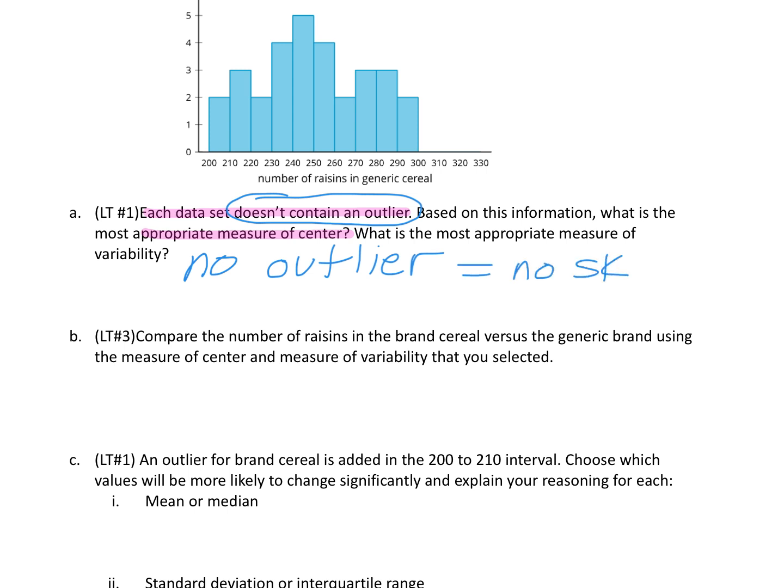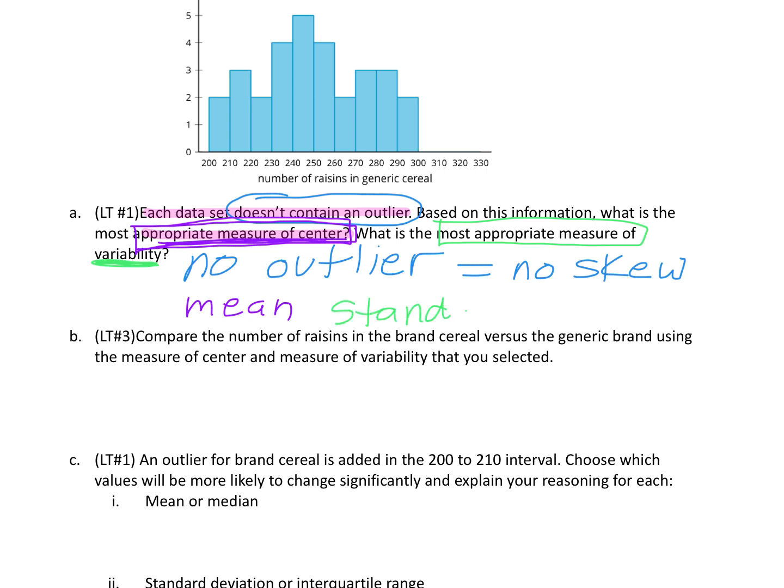No outlier equals no skew. So the best measure of center is going to be the mean. And the most appropriate measure of variability is going to be the standard deviation.